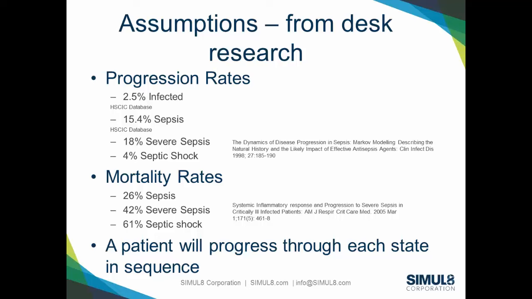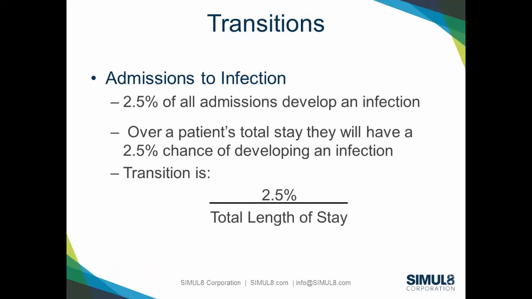So we know from admissions data that 2.5% of patients are likely to be infected, and then you can see how they progress through those different states there, and also then the likelihood of mortality once you're in each of those states. And the important thing for the model is that the patient will progress through each of those states in sequence. And then as you transition from admission to infection, there's that 2.5%, but that 2.5% is consistent for every day that a patient stays in hospital. So we're using that formula.